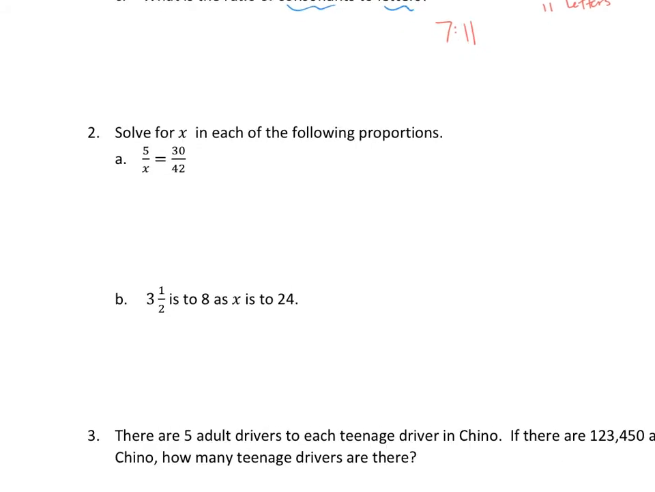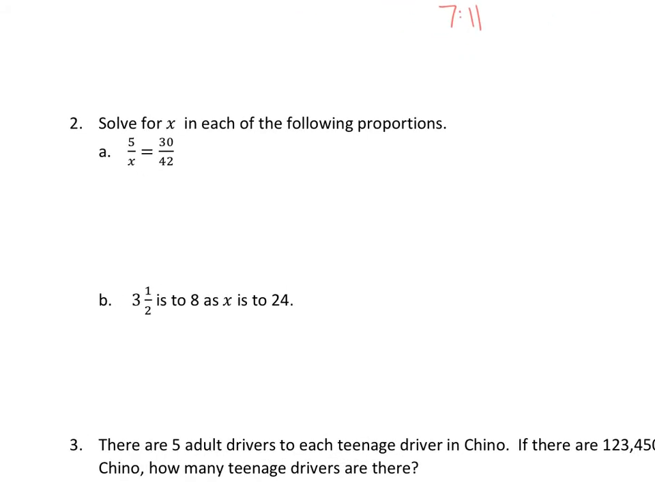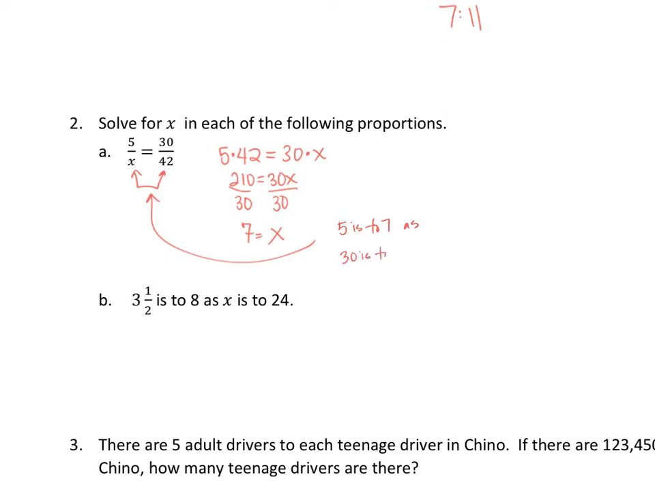All right, for part 2, if we want to actually solve a proportion, we know that if these 2 ratios are equal to each other, that 5 times the 42 has to equal 30 times the x. So we have about 210 equals 30x divided by 30. We get that x is equal to 7. So really what we're saying when we read that fraction is that 5 is to 7 as 30 is to 42. They have this common relationship.